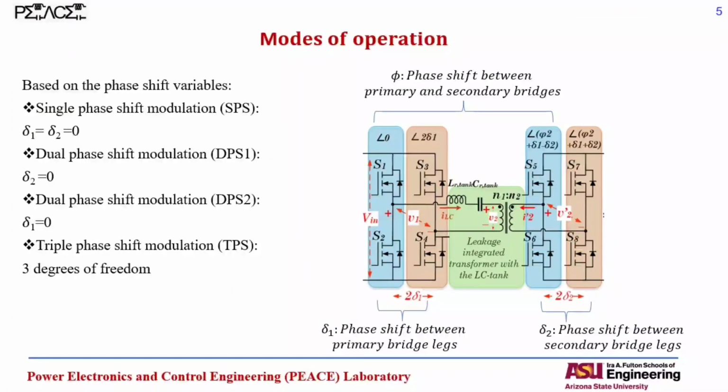So before we start, let's see how many modes of operation exist for all the DABs in the literature. All the DABs in the literature have three different degrees of freedom. One of them is phi, which is the phase shift between the primary bridge leading leg and the secondary bridge leading leg. This is the main control variable that all the DABs use. And the second and the third ones are delta 1 and delta 2, which are the phase shift between the primary bridge legs and the phase shift between the secondary bridge legs, respectively.